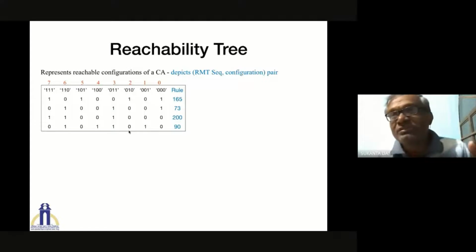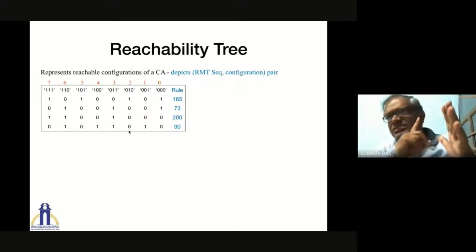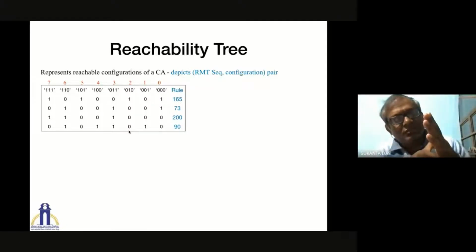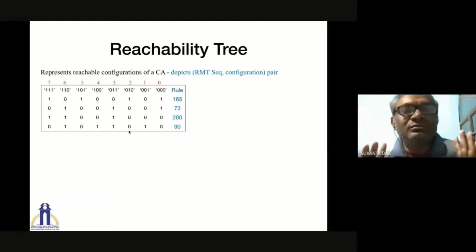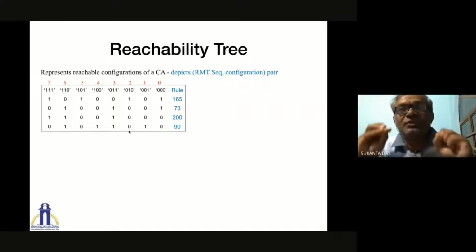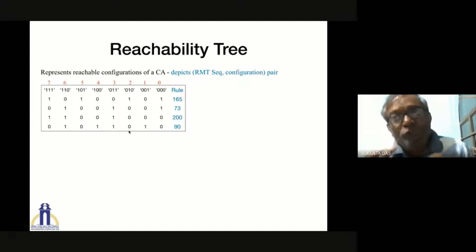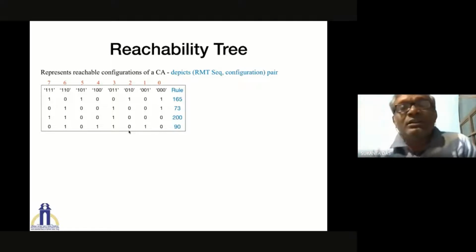And moreover, in my discussion, we shall concentrate only on null boundary condition. So in some way, we're restricting ourselves. It is finite, and the rules are ECA rules. The boundary condition is null, and we are going to define the tree for this system. Although it's possible to define it for any kind of finite CA and any kind of boundary condition, we're not going to discuss that.